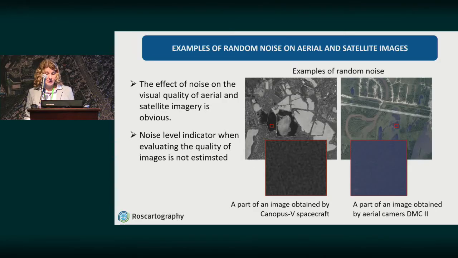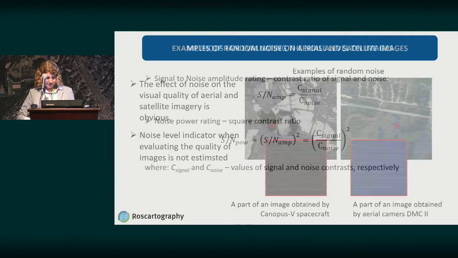As I told you, the digital noise affects aerial and satellite images. But when we do quality control, we don't measure the level of noise, but it is very visible. For example, here you can see Canopus V image with visual noise, and the second one is aerial image delivered by DMC2, also with noticeable noise.